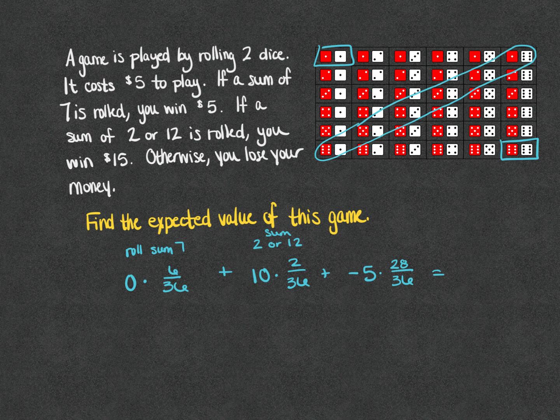So multiplying and adding these up, obviously the first term there is 0. And then continuing on, multiplying 10 by 2 over 36, and then adding -5 times 28 over 36, we get -$3.33. In other words, if you decide to play this dice game, you will lose on average $3.33 over the long haul. In other words, if you come out ahead at any point, you should take your money and walk away because the odds are not in your favor.